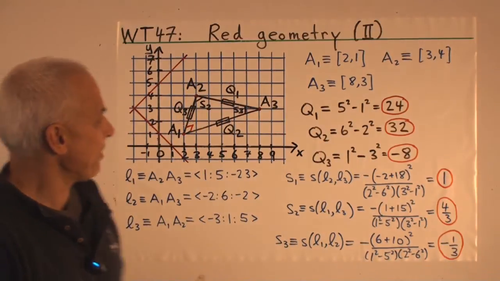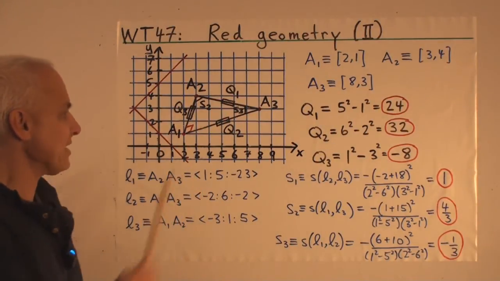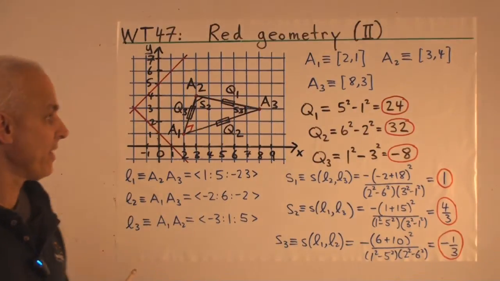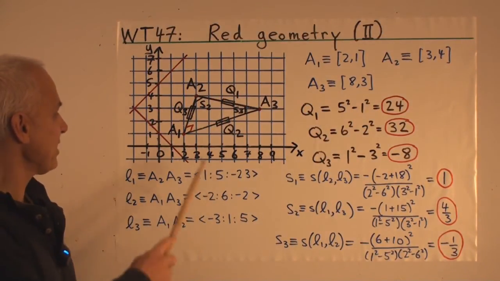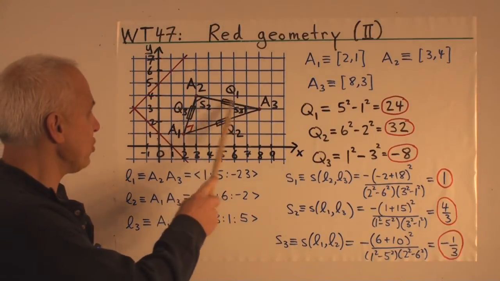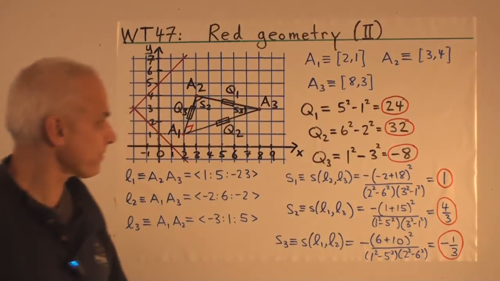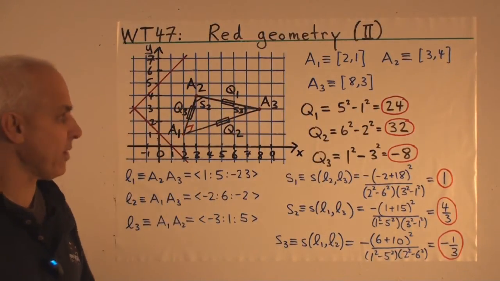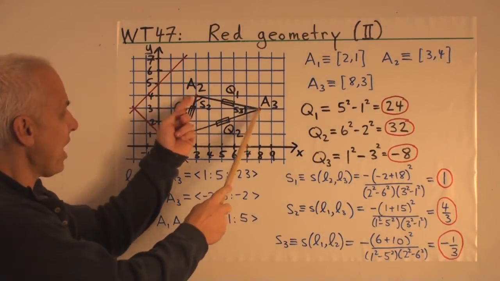So, our setup is, we're working in the grid plane, points as usual, lines as usual, except we're using the idea of red quadrances. To remind you what that is and to illustrate it in a special case, here are 3 points A1, A2, A3: 2, 1; 3, 4; and 8, 3. Let's talk first about the quadrance between A2 and A3, which is Q1. So we're talking about red quadrances here. How do we calculate that?